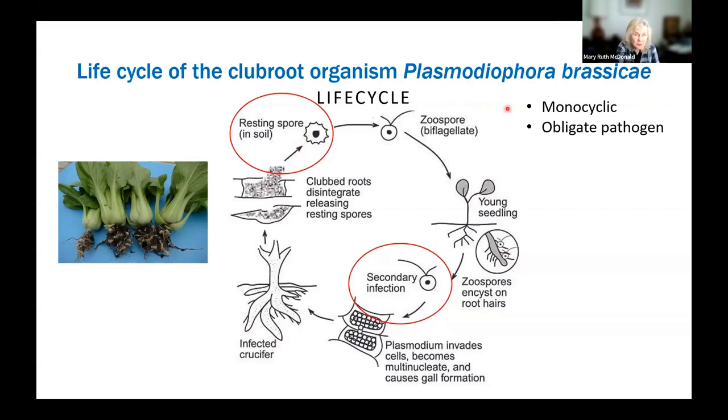We say this is monocyclic. It only has one life cycle on a crop. But if you're growing a short season crop, like some of the Chinese vegetables, you could get clubroot developing on each successive crop. And even though it persists in the soil for a long time, it doesn't multiply there. It is an obligate pathogen, so it does need a living host to reproduce and grow.